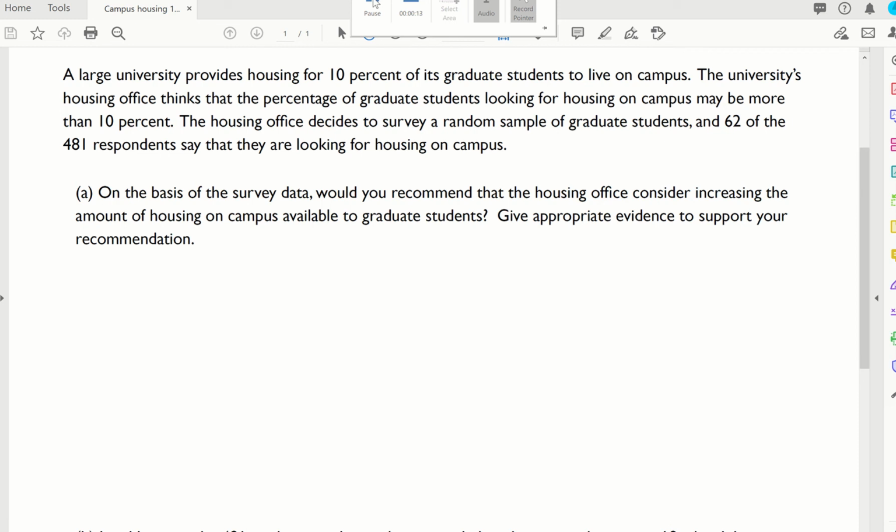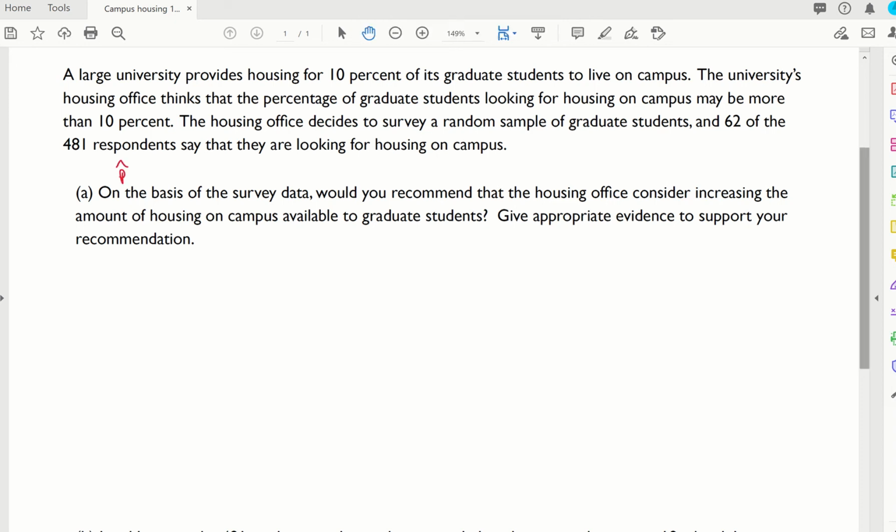So we've got a large university which provides housing to 10% of its graduate students to live on campus. We think that maybe we need to provide more housing, and so we take a survey to figure out what's going on. 62 out of 481 say they are looking for campus housing. So we might as well go ahead and calculate p-hat.